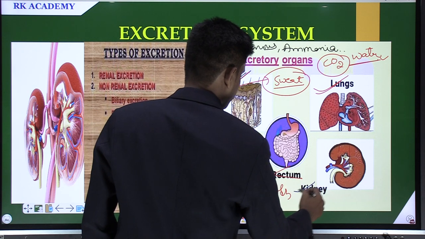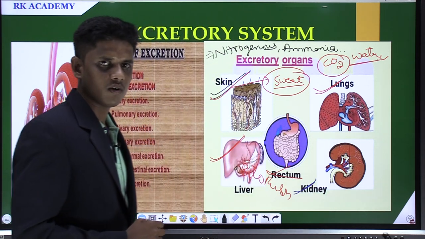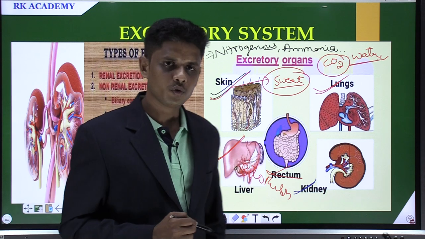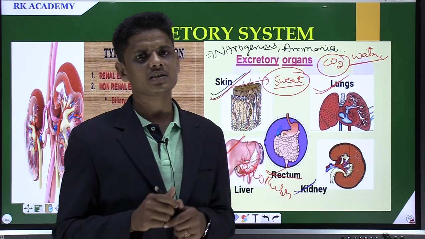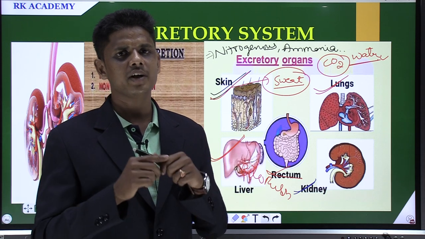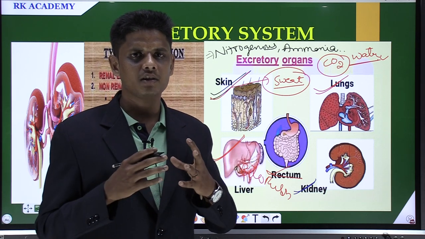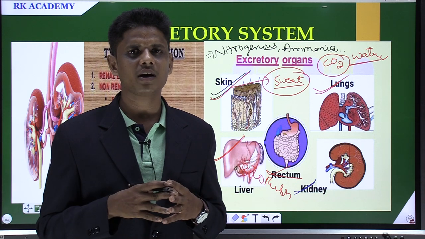And what is that? The kidney. The kidney also eliminates waste materials, and it purifies the blood and water. Whatever waste materials are there in the kidney get eliminated in the form of urine and some other chemical components.